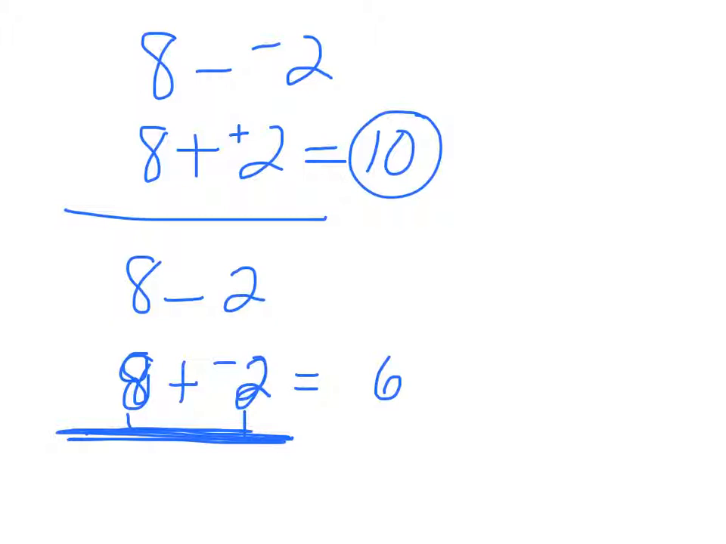Because these have opposite signs, we find the difference between them, which is 6. For the last part of our answer, we have to decide whether the 6 will be positive or negative, and that depends on the bigger number here. The bigger number is 8, right? 8's bigger than 2. The 8 is positive, so our answer will be a positive 6.